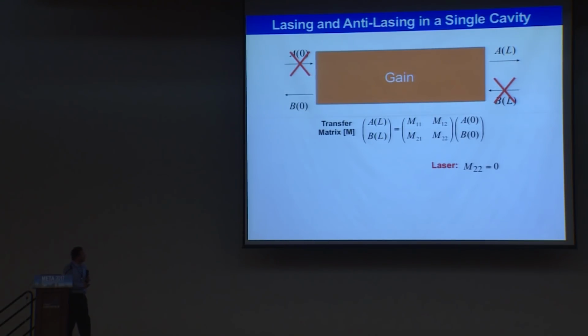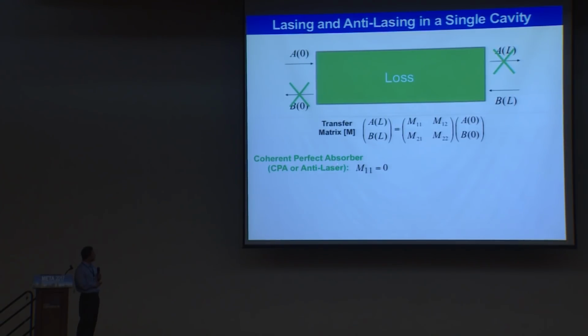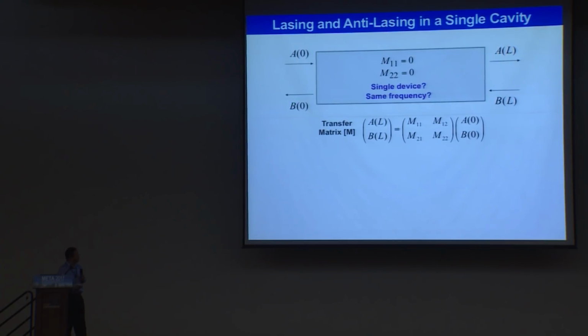Okay? So if we look at this matrix, that requires M22 equal to 0. Now, if we have a coherent perfect absorber, it means there are incoming beams from both sides, totally absorbed. Nothing comes out. Therefore, that requires M11 equal to 0. Now, if you want both of them at the same time, in the same device, you would like to have both of them become 0. How can we do that?